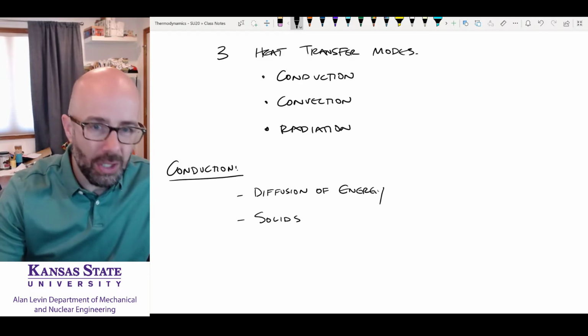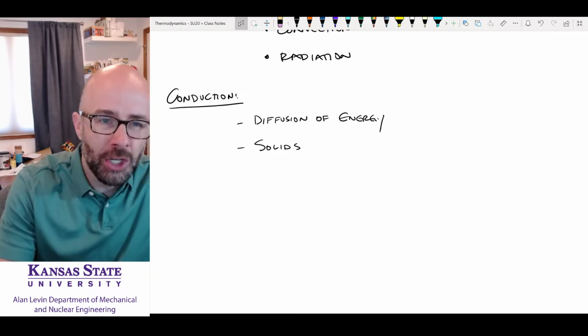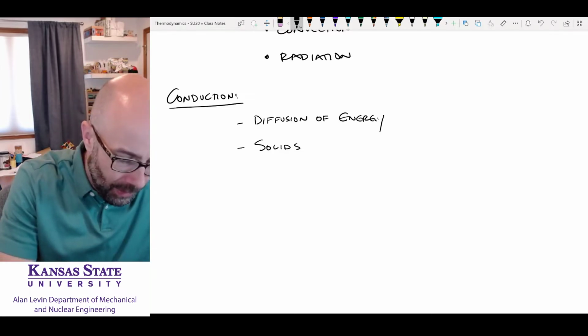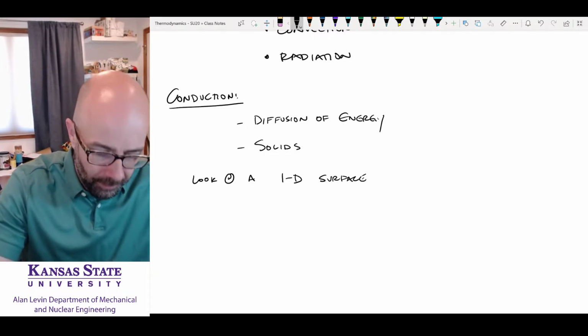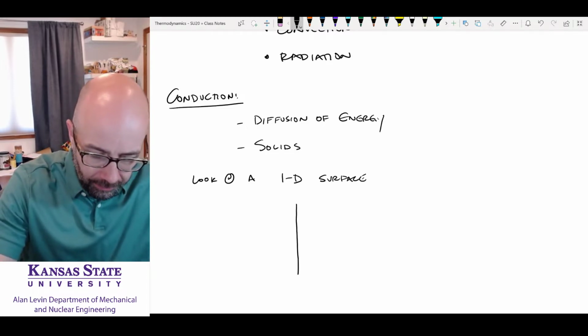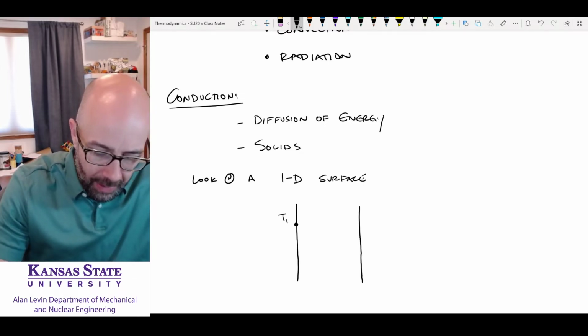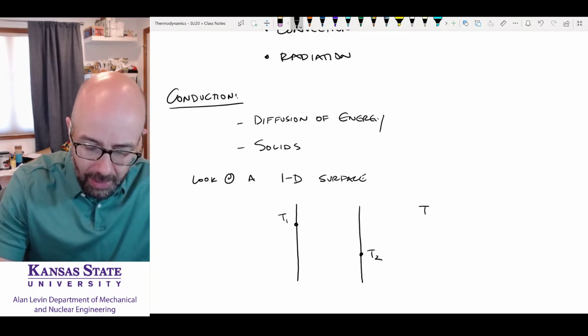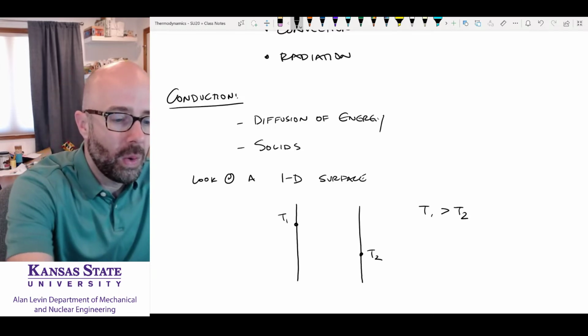Okay, so let's look at a surface, a wall. Let's look at a one-dimensional surface. Here's our 1D surface. I'm going to say that one side of my surface is going to be temperature 1, and the other side of my surface is going to be temperature 2. And I'm going to say that temperature 1 is going to be greater than temperature 2.